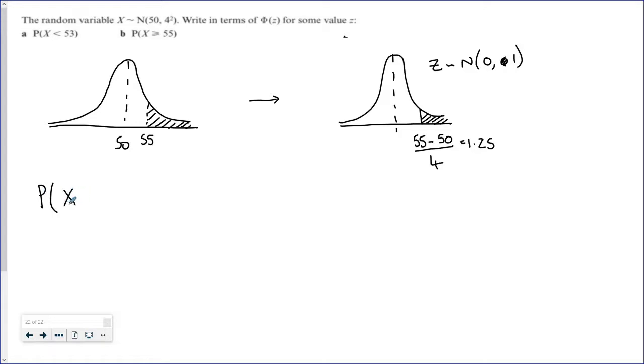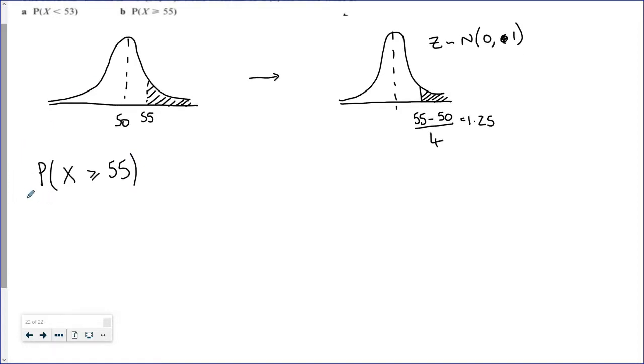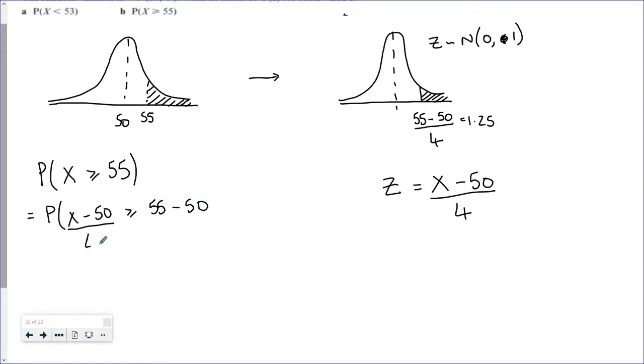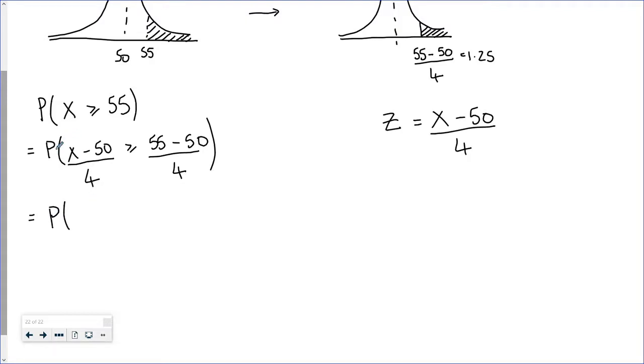Another way of saying that, which is the method that I use, is I start with the probability statement to do with x, and somehow I need to try and get my z variable into this inequality. And remember, the transformation for z is we take away the mean, which is 50, and divide by the standard deviation, which is 4. So let's take away 50 from both sides, and then divide both sides by the standard deviation of x, which is 4. And the reason why I've done that is because now I've got the probability that this random variable is z, by definition of z, and that's greater than or equal to 1.25 on the right hand side.